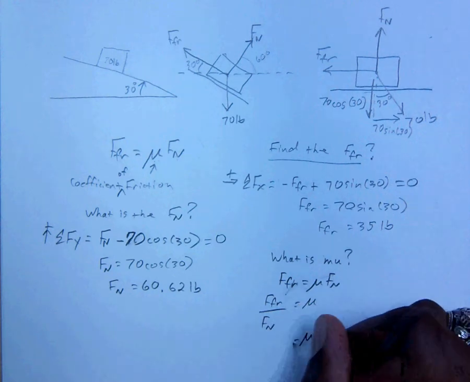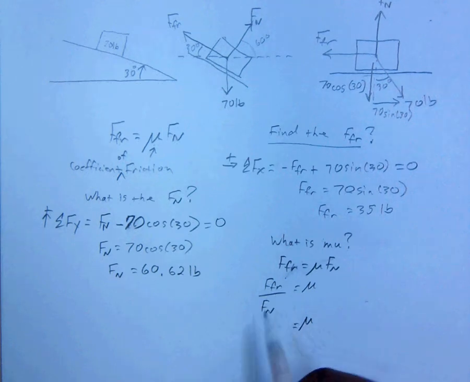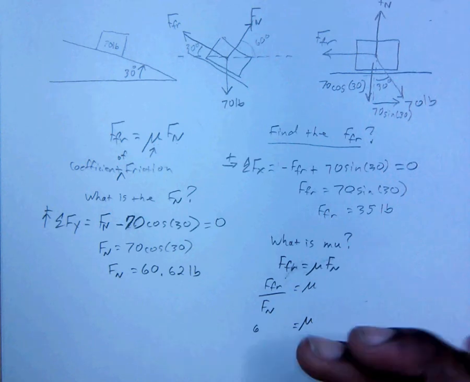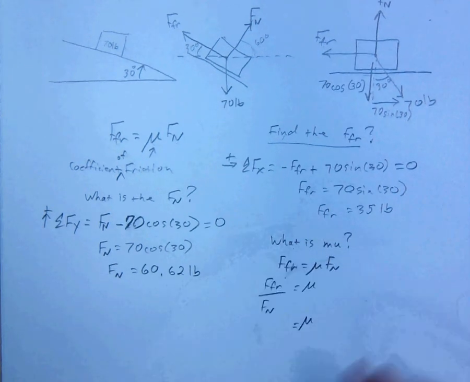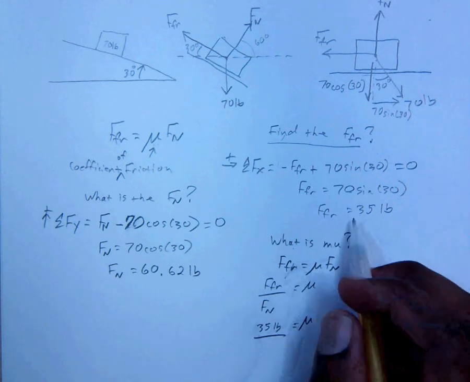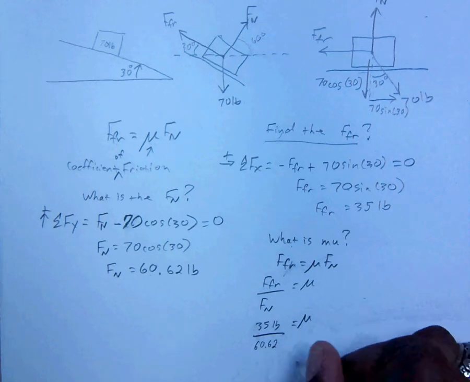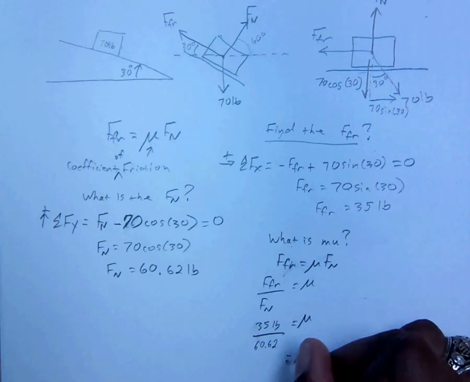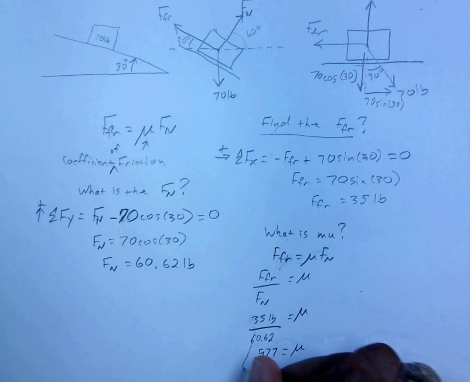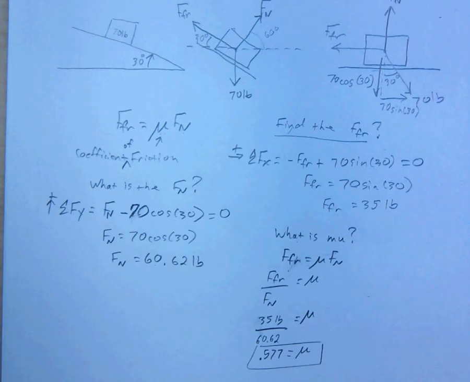In other words, our coefficient of friction is just going to equal the force of friction, which in this case is 35 pounds, divided by our normal force, and our normal force is 60.62 pounds. So our mu is just going to equal, in this case, 0.577. All right. So mu is a dimensionless constant, so it has no dimensions.